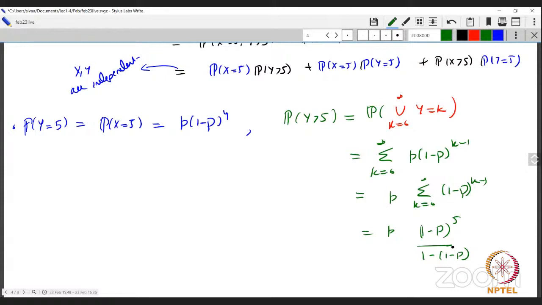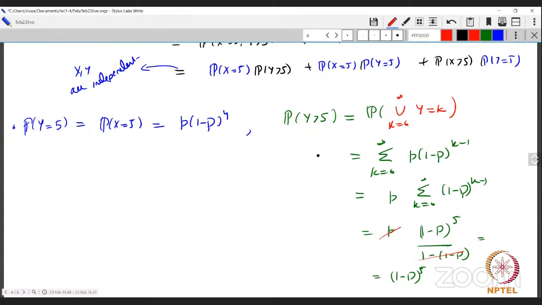Yes or no? Yes, very good. So now this gives you what? This is equal to (1 minus p) to the 5, because the bottom is just p. If you look at this, 1 minus (1 minus p) is just p. So this cancels off with this, right? Very good.